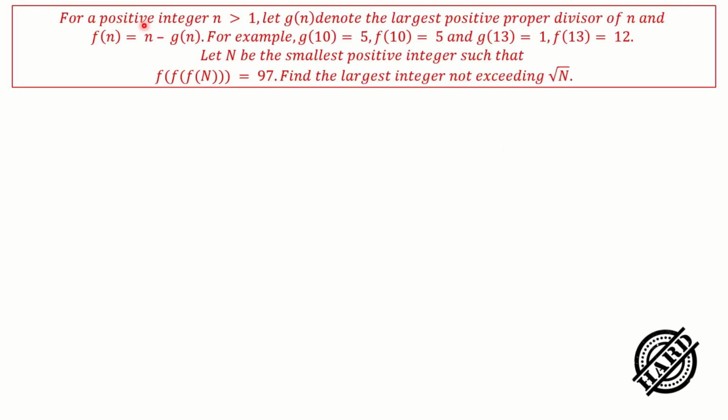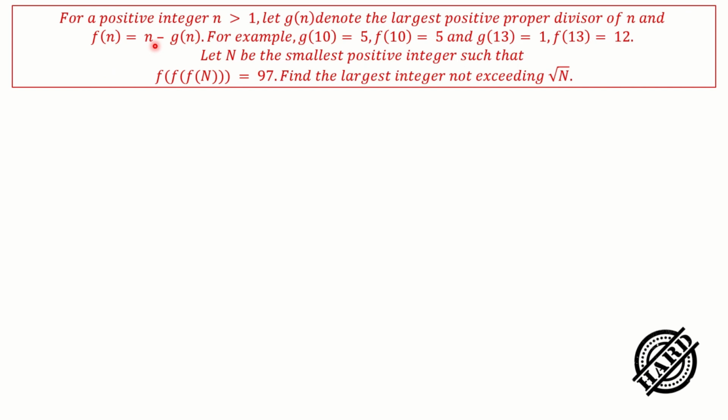Next. Okay, this is a hard problem. Already I put it. Let's see. For a positive integer n greater than 1, let g of n denote the largest positive proper divisor of n. What is the meaning of this one? g of n denotes the largest positive proper divisor of n. So if n is 10, as the example given here, g of n is the biggest divisor, which is 5. That is what g of n denotes.